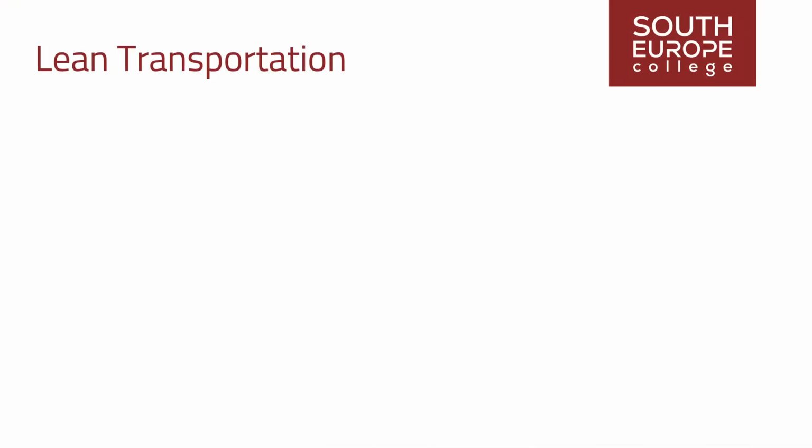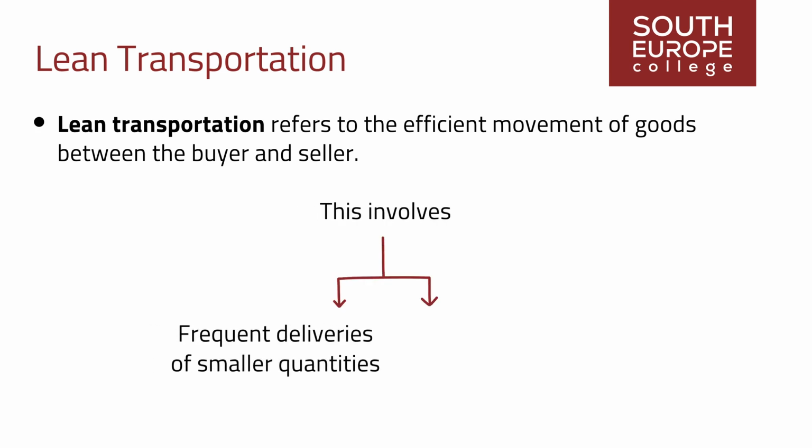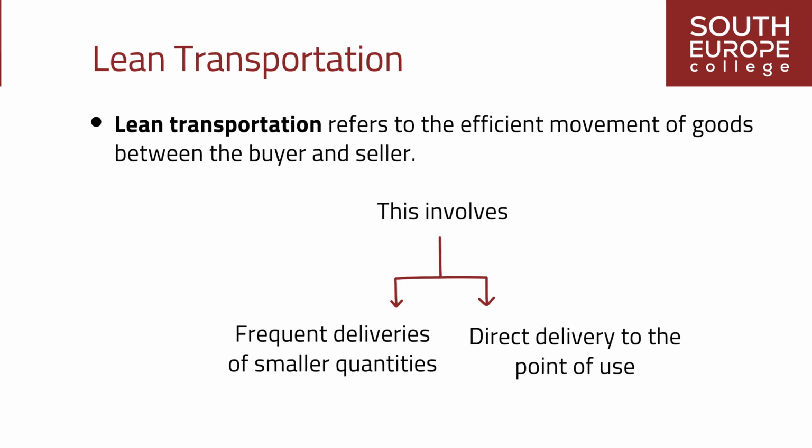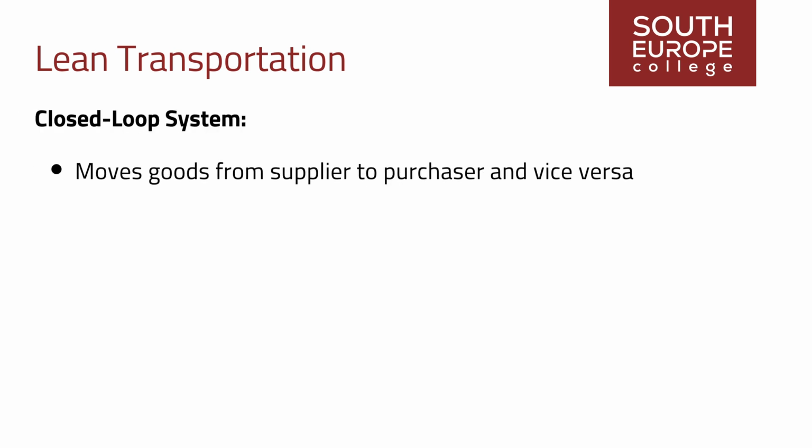Lean transportation, the second element of a lean supply chain, refers to the efficient movement of goods between the buyer and seller. This involves frequent deliveries of smaller quantities directly to the point of use at the purchaser. A lean transportation network relies on company-owned or contracted vehicles that pick up and deliver on a regular and repeatable schedule. This repeatable schedule, also called a closed-loop system, moves goods from supplier to purchaser, and then from purchaser back to supplier with return material, such as containers.